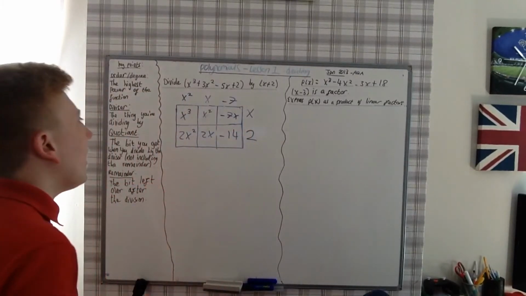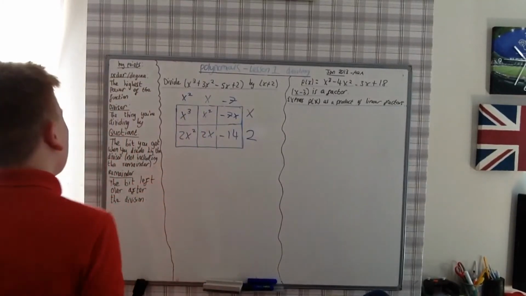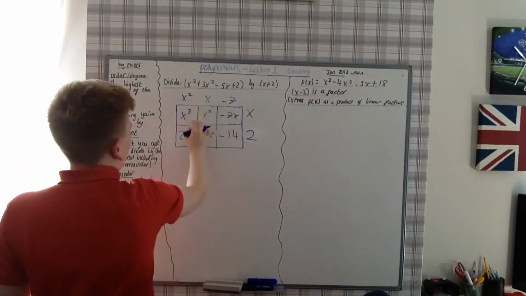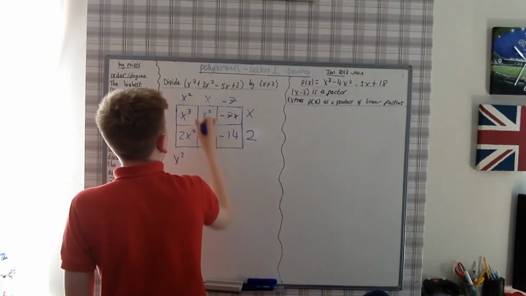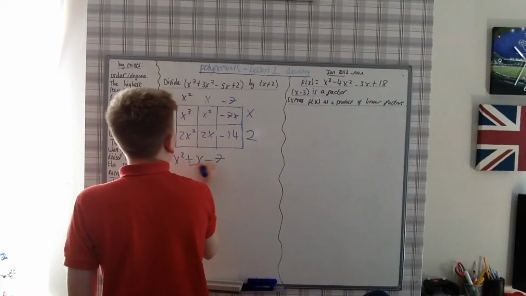So how do we pick out an answer from what we've just done? Well, it's quite simple. The quotient, the bit you get when you divide by the divisor, the answer, is on the top. It's x squared plus x minus 7. This is our answer.